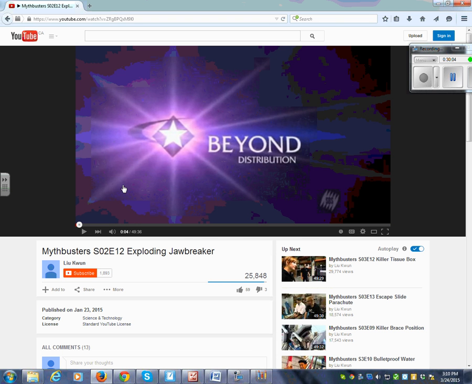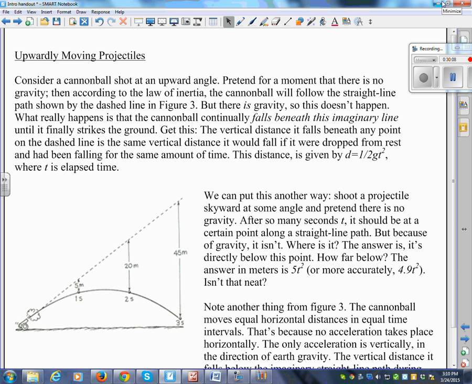If we have time. Okay, so upwardly moving. Consider a cannonball shot at an upward angle. Pretend for a moment there's no gravity. Then, according to the law of inertia, the cannonball will follow the straight line path shown by the dashed line. Why does it go in a straight line path? Objects in motion stay in motion. There's no gravity to pull it down. There is gravity, so this doesn't happen.